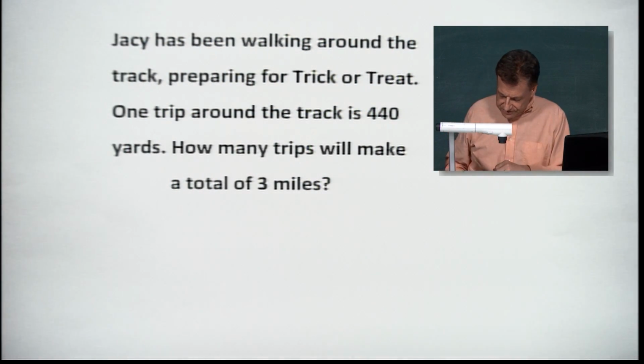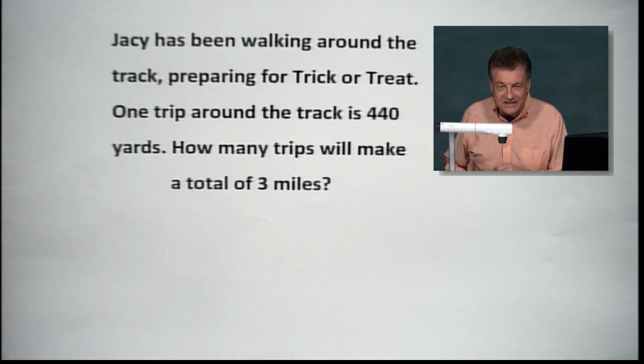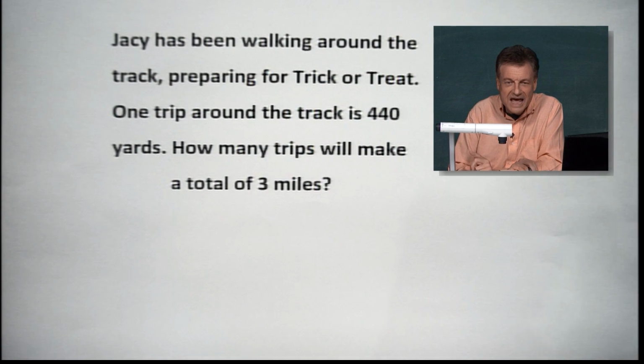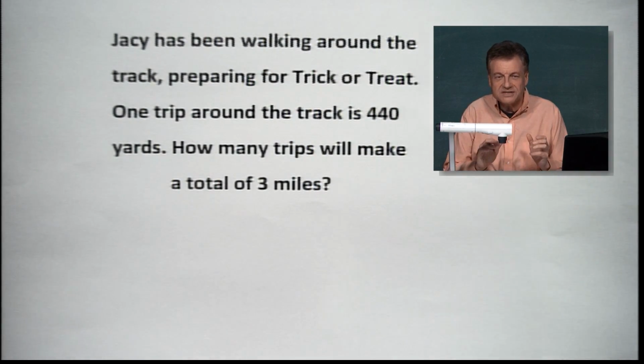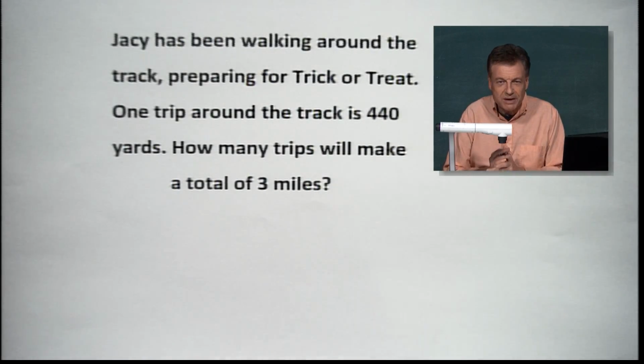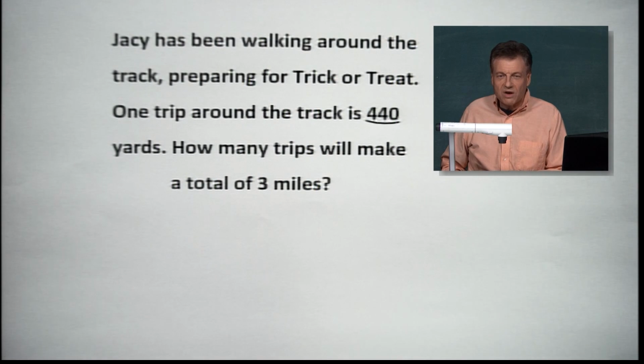You know the biggest thing we've got to worry about, Jacy? I think we need to know how many yards are in a mile. That's the big thing right there, because that's going to take care of us on this problem. That's what we're looking for. So Jacy has been walking around the track, preparing for trick-or-treat. This 440 is important. What we've got to worry about is 3 miles.